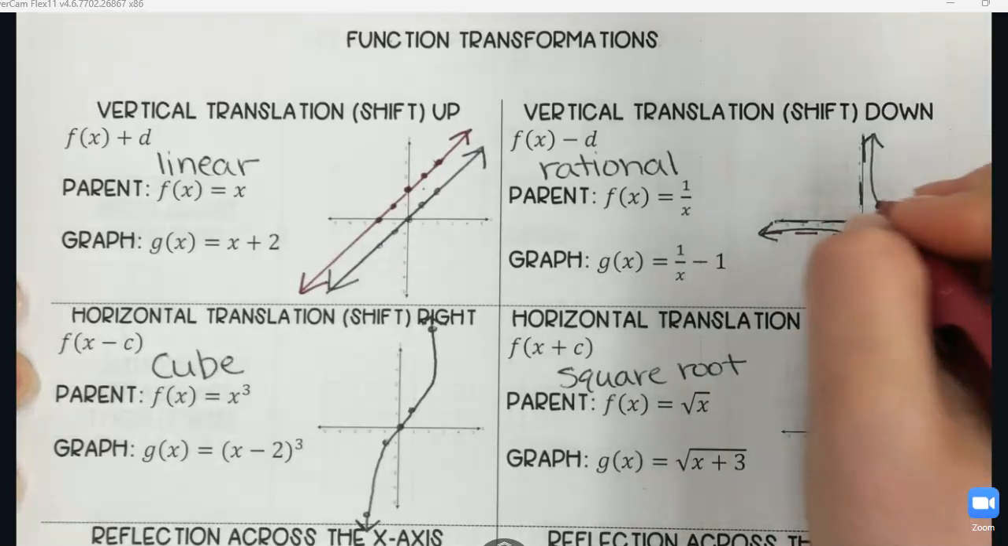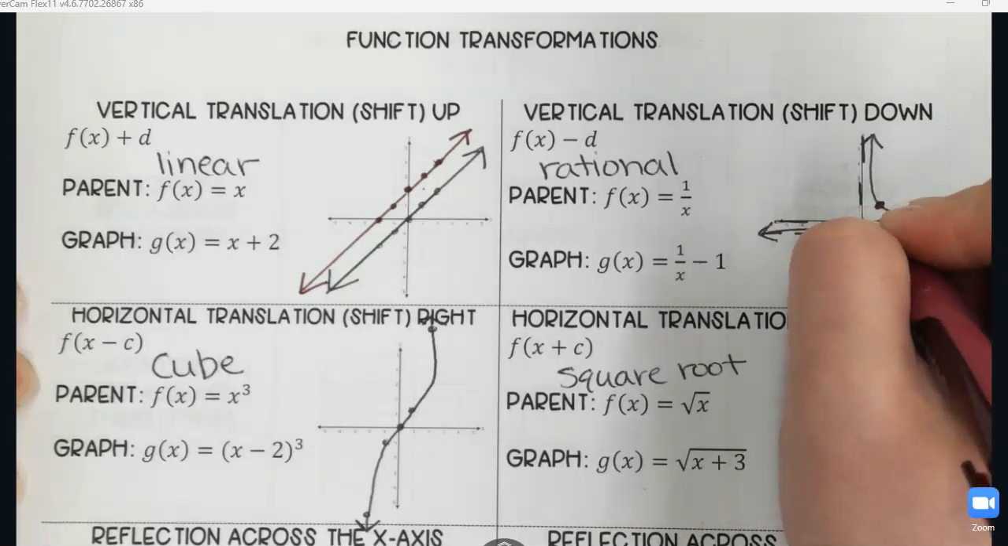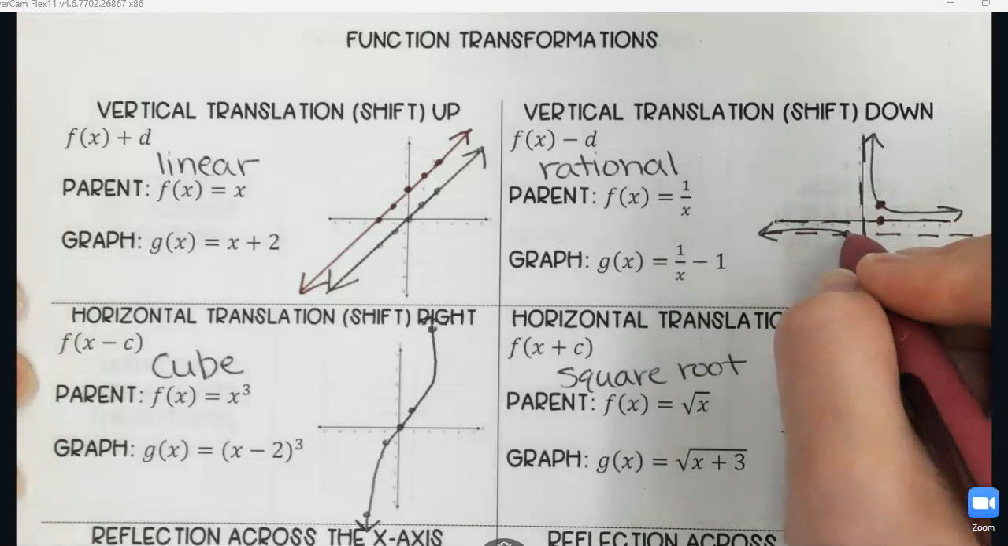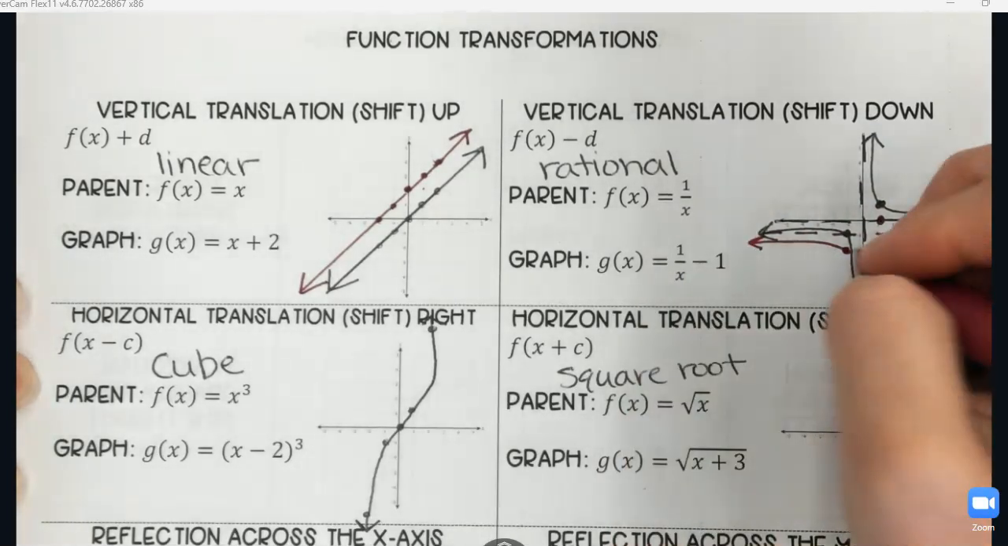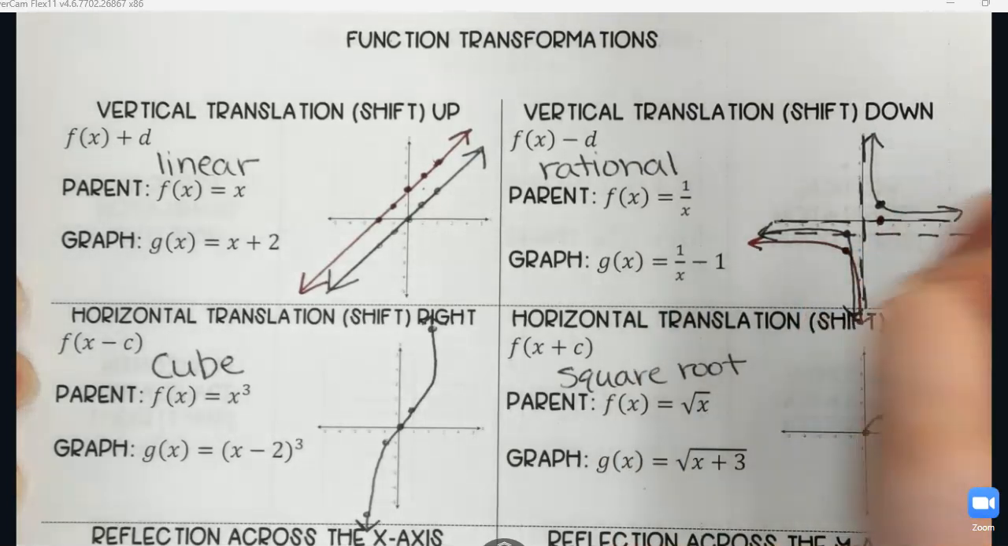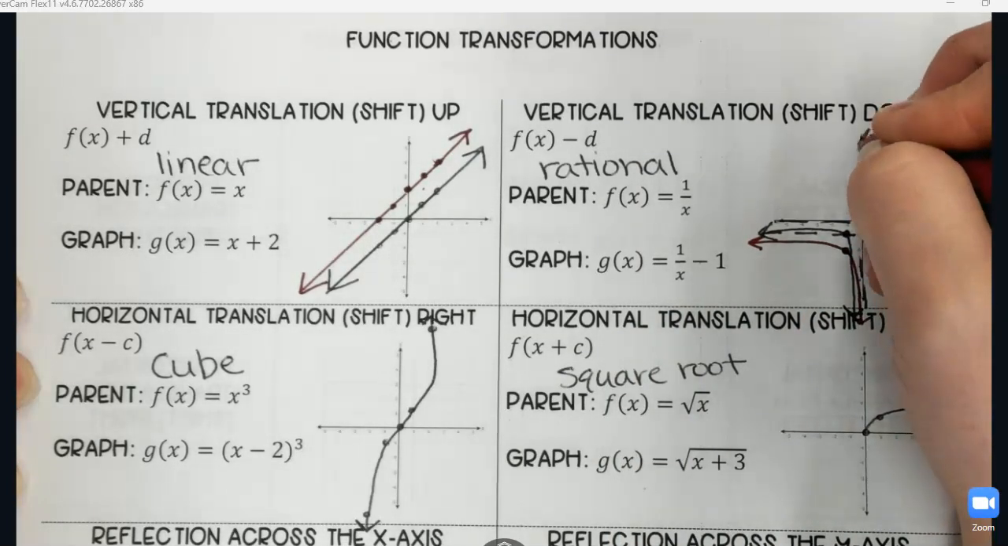And both of those critical points that I plotted will move down 1. So this will move to 1, 0. This will move to -1, -2. And then my graph will maintain its same shape, but we have just shifted it down.